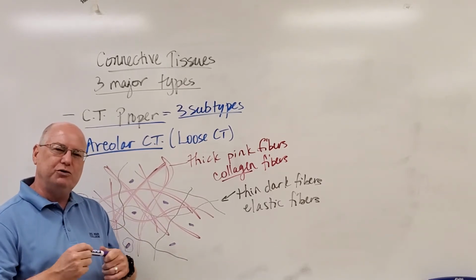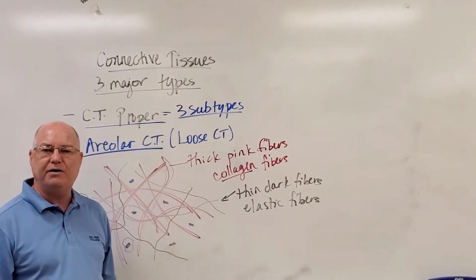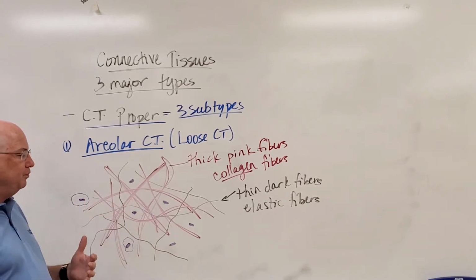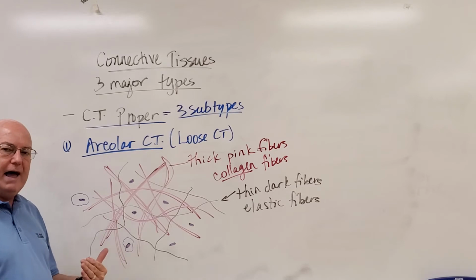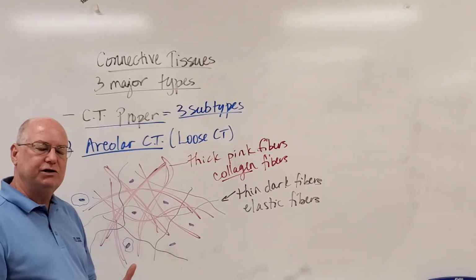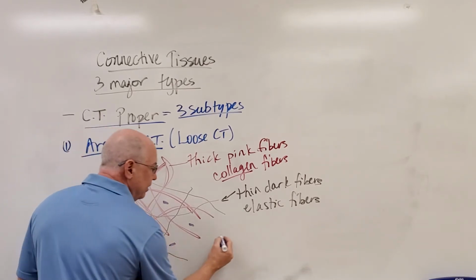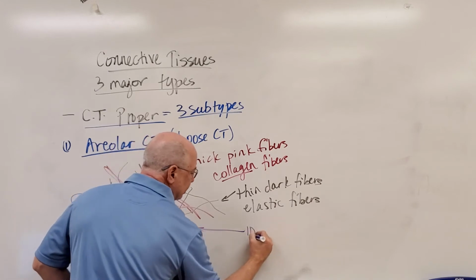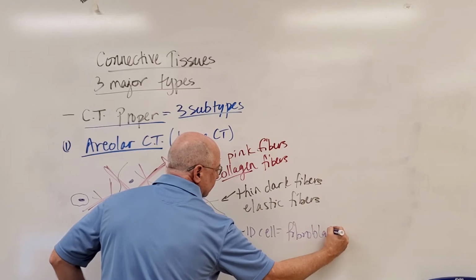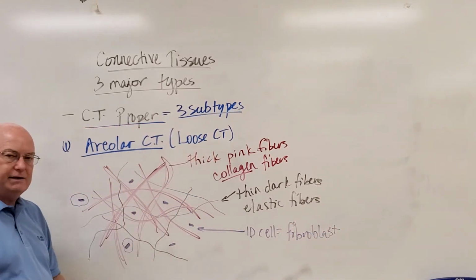Somewhere around 80-85% of the cells in loose connective tissue or areolar connective tissue are these cells called fibroblasts. There are other cells mixed in, like mast cells and some other cells, but we're not going to be able to see the difference under our microscopes. So for now, if I ask you to ID the cell, it is a fibroblast. Fibroblasts make these protein fibers called collagen and elastin.